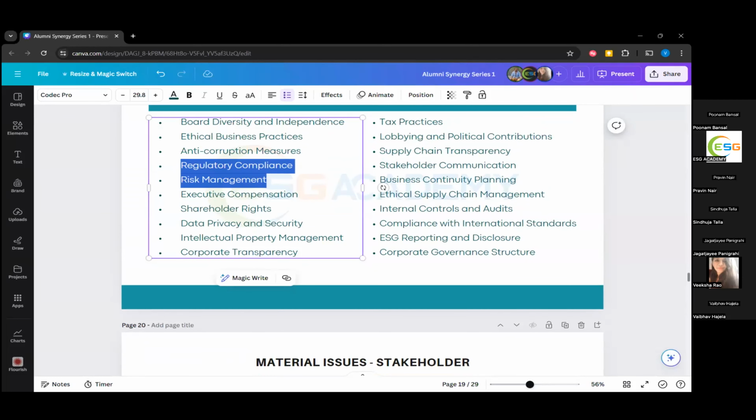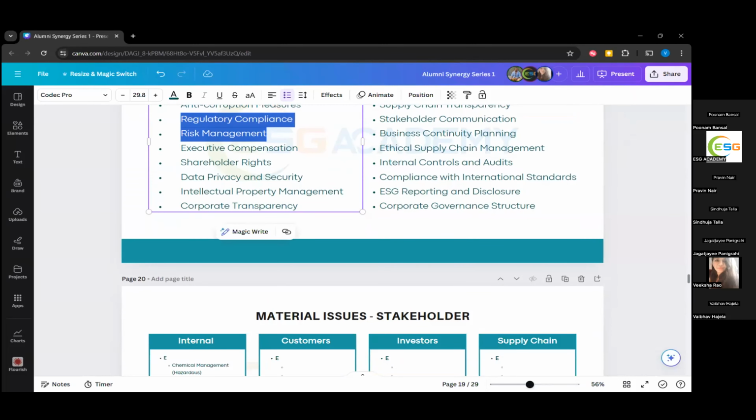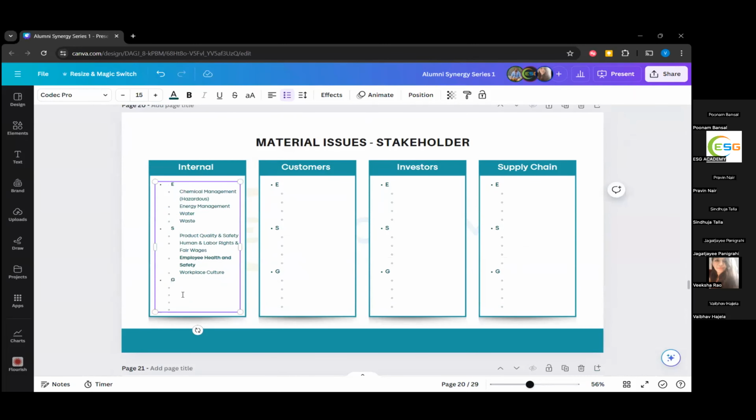Business practices. Corporate governance and structure. Which one, sir? The last one. Governance, corporate structure. Okay. Structure, yeah. Okay.